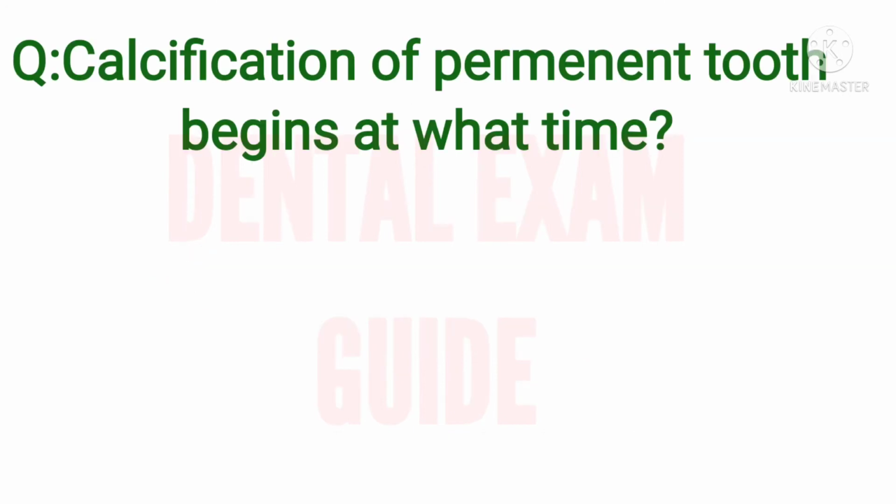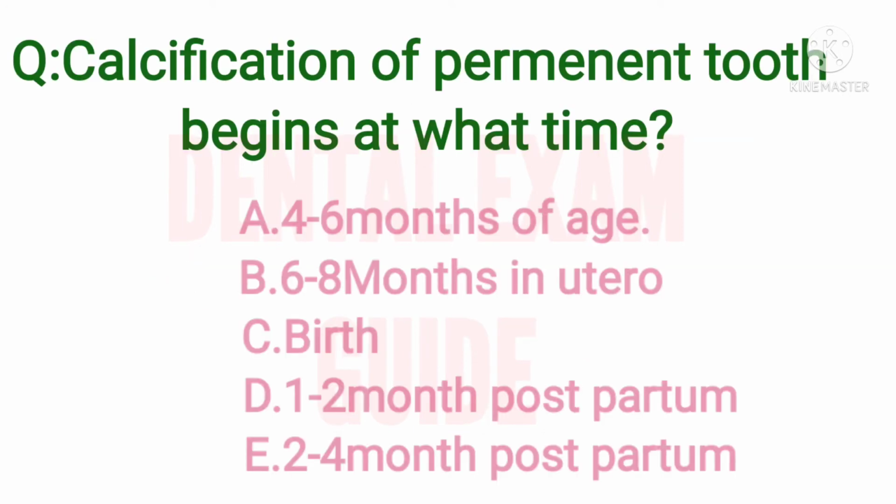Next question is, calcification of permanent tooth begins at what time? The calcification of the first permanent tooth, that is the first permanent molar, begins at birth. So the answer is C. And by the age of 3, all the permanent molars will complete their calcification. Calcification of all the primary teeth begins even before the birth of the baby. Even the last primary tooth begins the calcification by the 19th week.